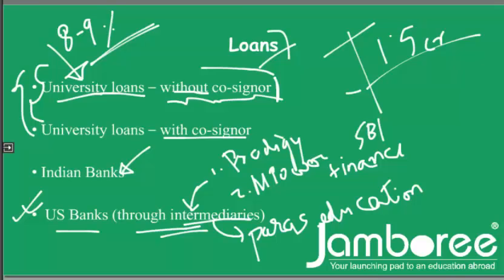Kishore, it is with cosigner. Dave, your question is whether university loans without cosigner are also 4 to 5%. No, it's not 4 to 5%. I said 8 to 9%. It used to be 4 to 5% once upon a time, but now it's around 8 to 9%. So whether it is with cosigner or without cosigner, the rate of interest is the same. If a university is giving a loan with cosigner as well as without cosigner, then the rate of interest remains the same. So yes, Kishore and everybody else, all the loans here, university loans, Indian banks, US banks, through intermediaries, all of them cover both cost of living as well as cost of tuition.